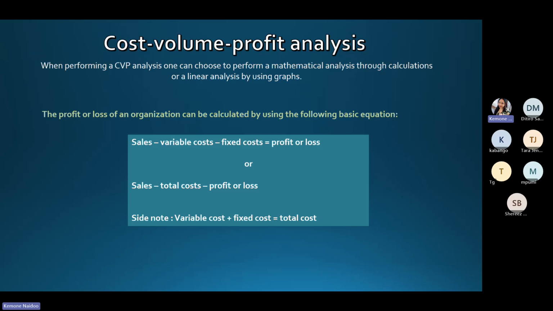Okay, or sales minus total costs. It will give you your profit or loss. Okay, so either you made a profit or you made a loss. You'll only know once you have minus sales and expenses. That's just a basic understanding of what those costs will look like.